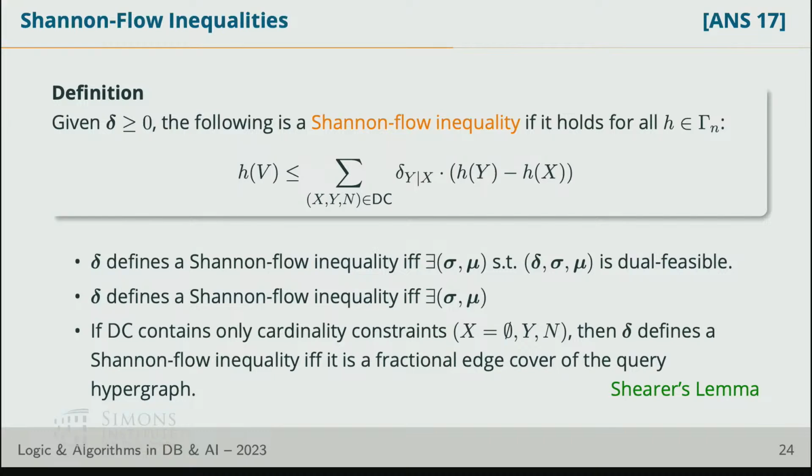In Shearer's lemma, on one side we have entropies over the variables of one relation. But here I see h of Y minus h of X. So how can I recover the h of XY, let's say? Right. So the question was, in Shearer's lemma, we only have delta times h of Y. There's no X in it, right? But if X was empty, then h of X is 0. So that's how you get Shearer's lemma.